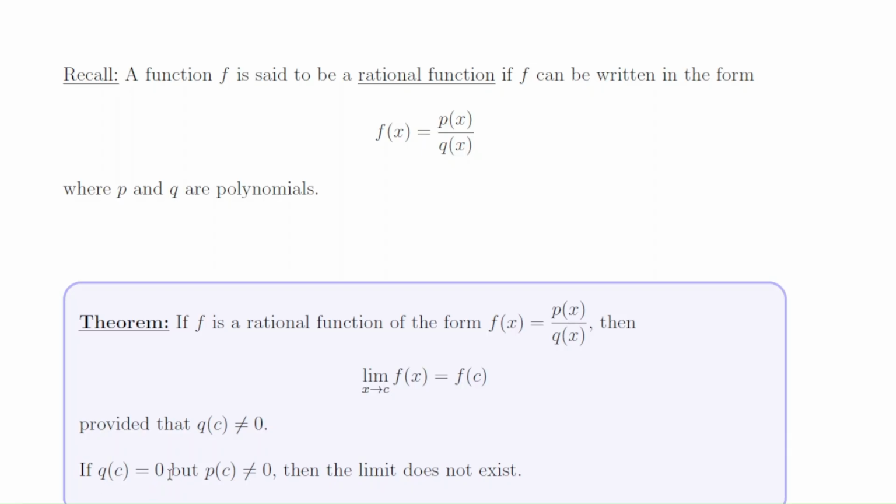Okay, if q of c is 0 and p of c, the top part, is not 0, then the limit does not exist. Now, if they're both 0, like we had in that last example, the limit might exist. In fact, the limit did exist. It was 5.